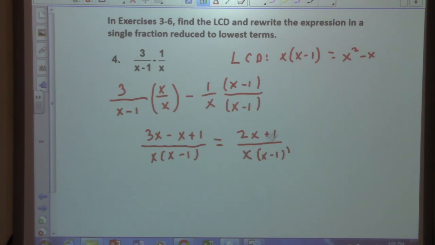So, Kayla, let me ask you something. Did you just sort of cross multiply these together like this? Yeah, that's one thing you can do. So here you have your common denominator, and here you have 3 times x, and here you have minus 1 times x minus 1, and then you simplify, you'll get this. All right?